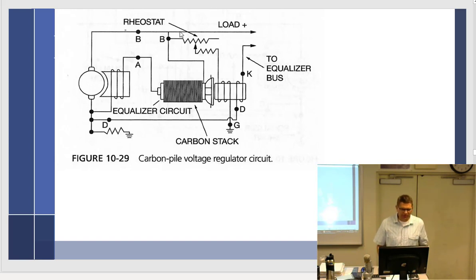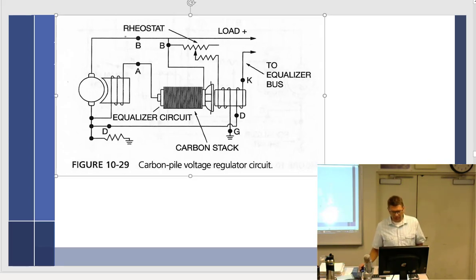I don't know if I want to go into this one too much. It's really the same thing. So this is a carbon pile. We have the generator. Again, this is the field at A. Does the field want a battery, or is it picking up ground? It's a B type, thank you. Is it too small or something?